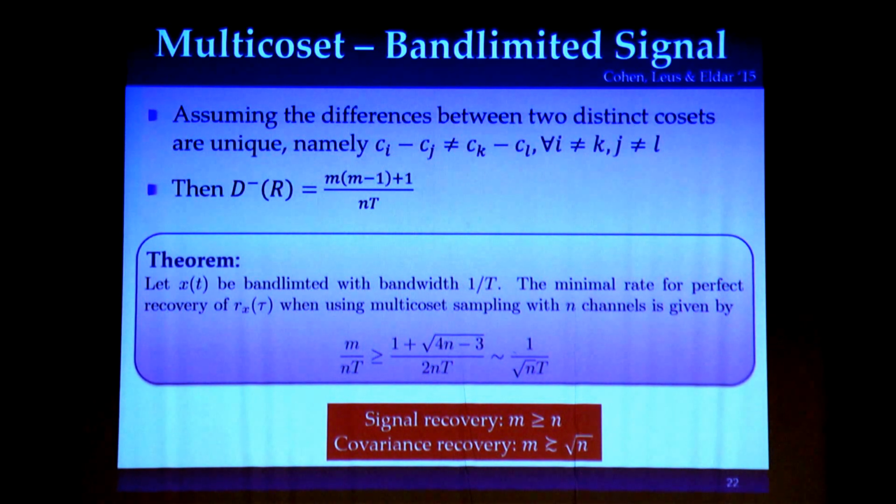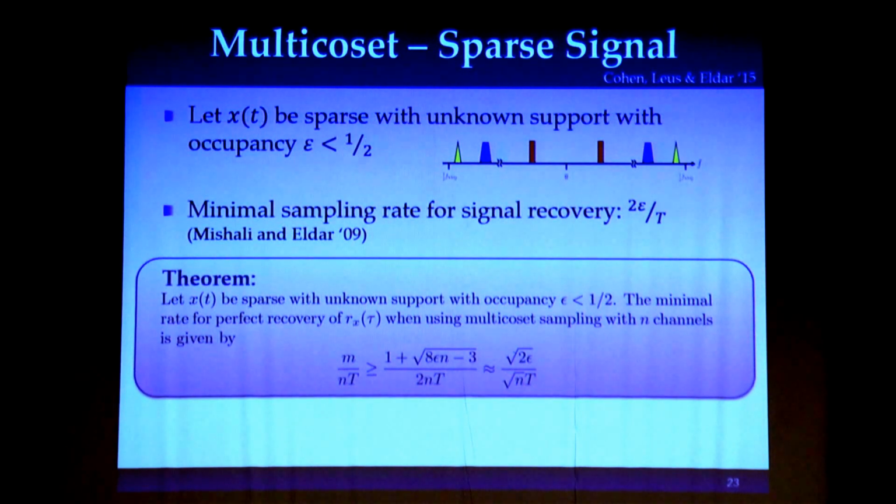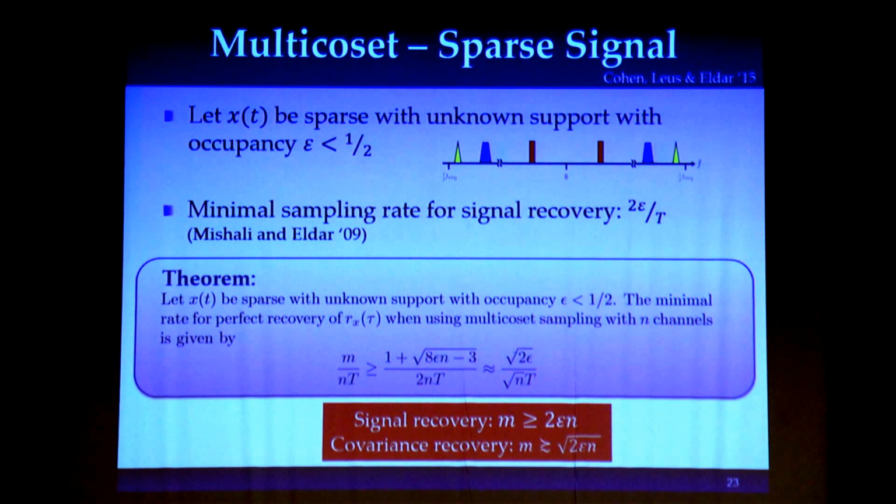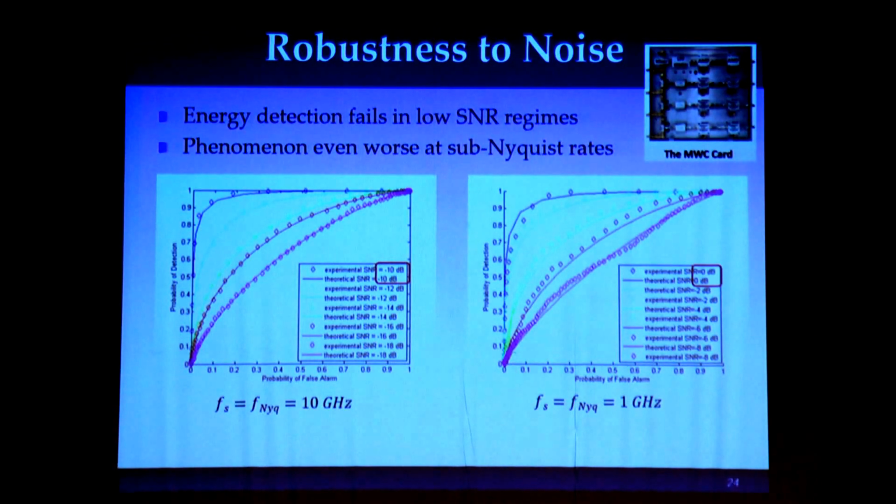Now, if I go back and assume that I have this sparse multiband signal that we saw in cognitive radio, we know that to reconstruct the signal, we need the minimal rate to be greater than twice the actual occupancy, twice the lambda rate. And here again, if we want only to recover the covariance, we only need the square root of this lambda rate. So to summarize up until now, if we need to recover not the signal but the statistics, we can reduce the rate more and more.